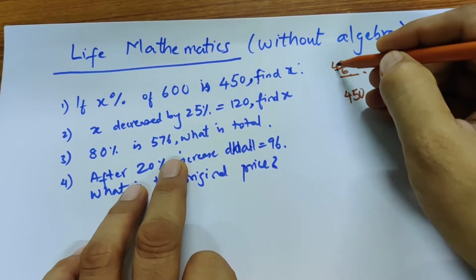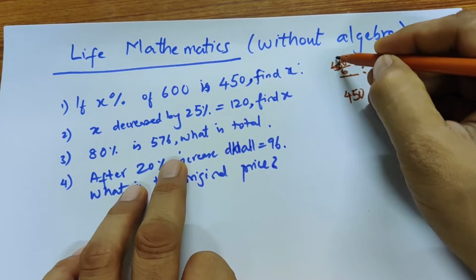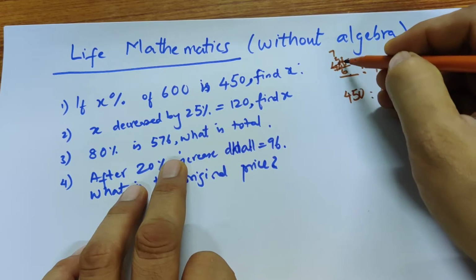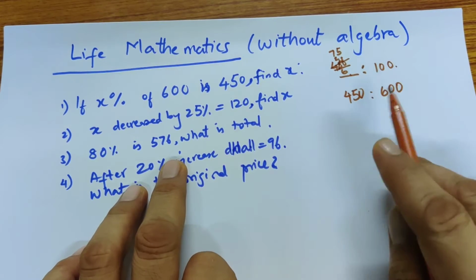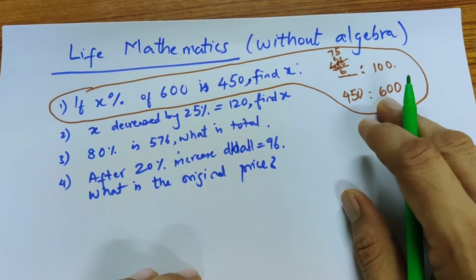So that's 6 sevens are 42. So 5 is struck. 2 and 3 carry, and so 42 is 7 and 30 is 5. Okay, so that's 75 is to 100. So we were able to look at that question as a ratio.